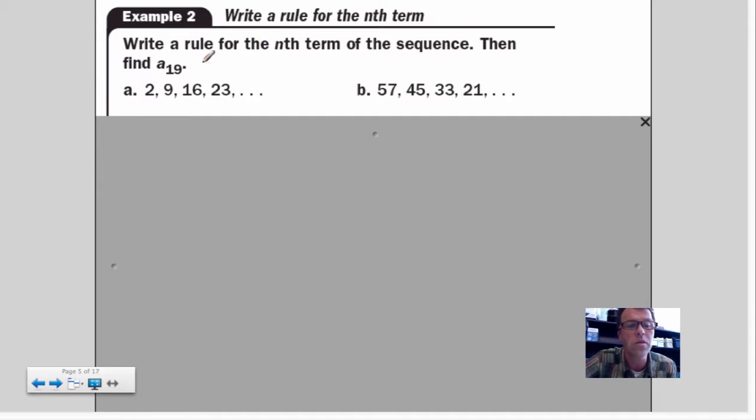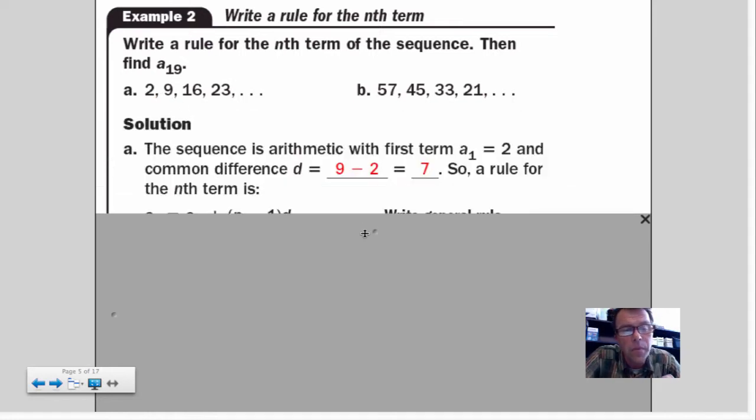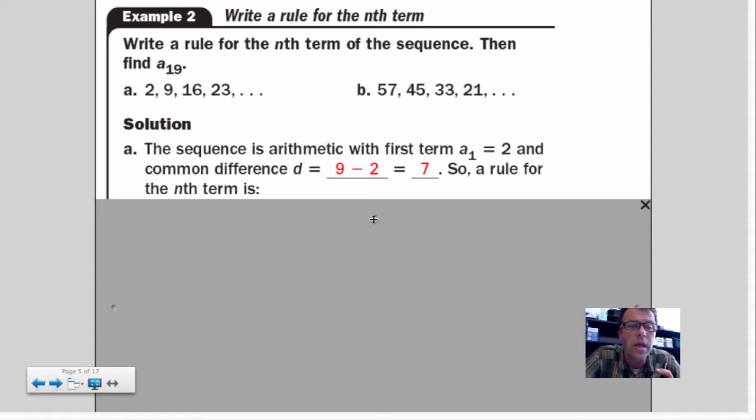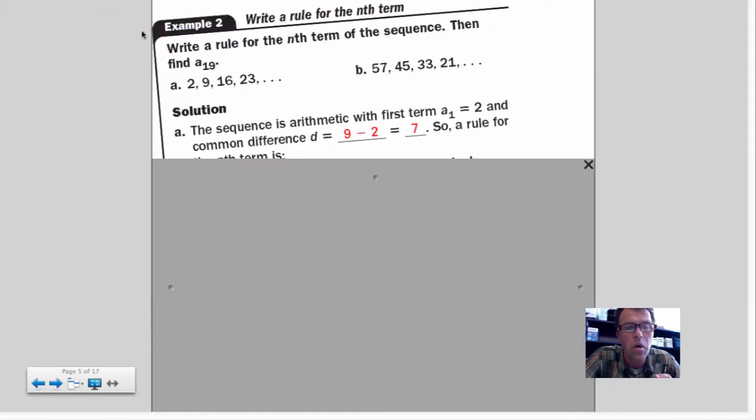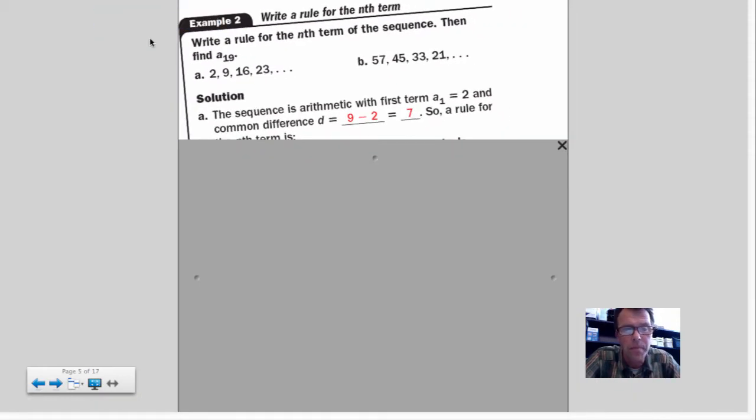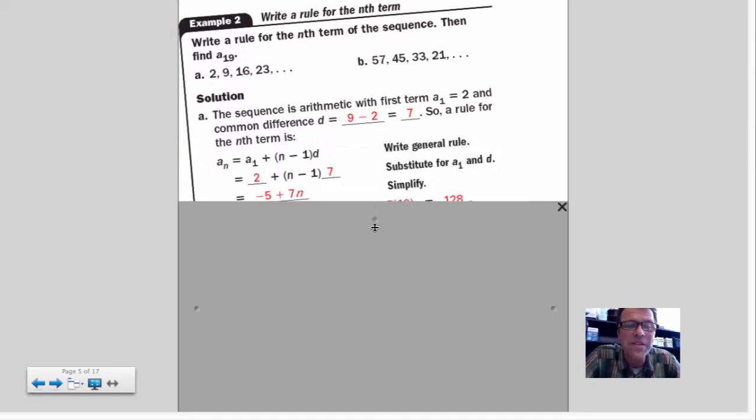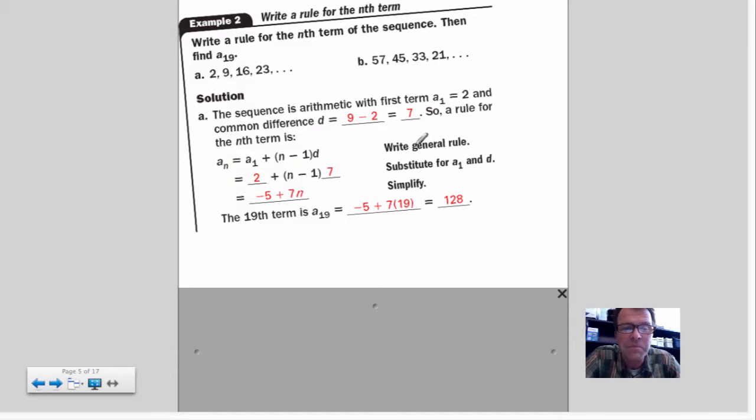So let's go ahead and try to use the formula. Write a rule for the nth term of the sequence. Once you've figured out the rule, instead of having to keep going term by term, you could jump all the way ahead to the 19th term. So first of all, this is an arithmetic sequence, and you can see hopefully that there is a common difference of 7. Oh my goodness, what did I just do? Stop! I just twisted the whole thing up. I don't know how to correct it.